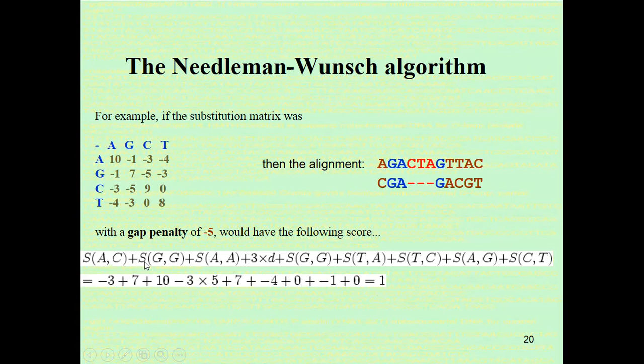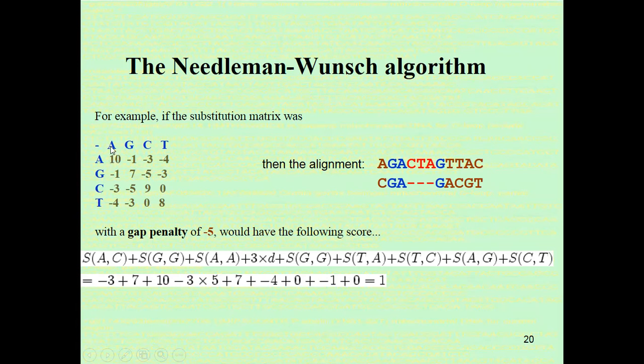From this alignment, you can see A and C: this is a mismatch. Then G and G match, A and A match. Then there are three gaps, and one gap penalty is equal to -5. Here you can see that A with C is -3, plus 7, similarly 10, and then we calculate these values in total.